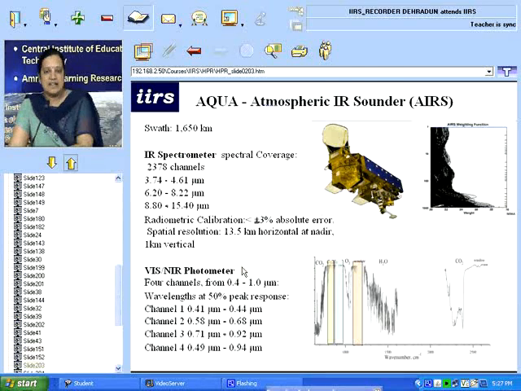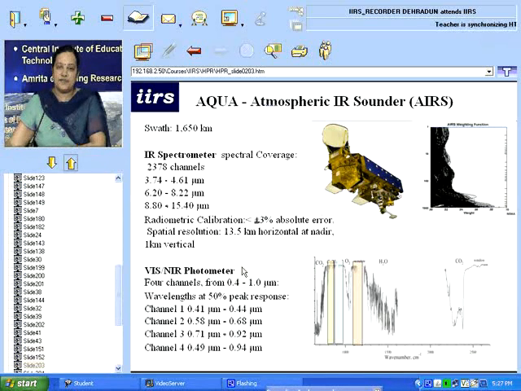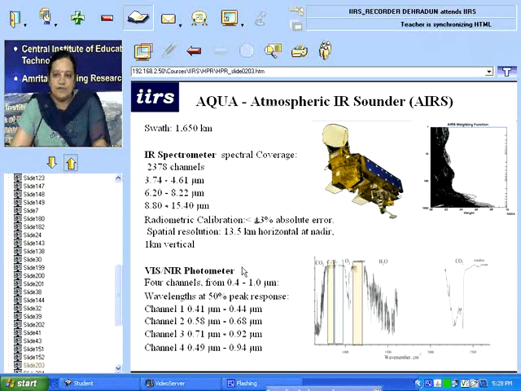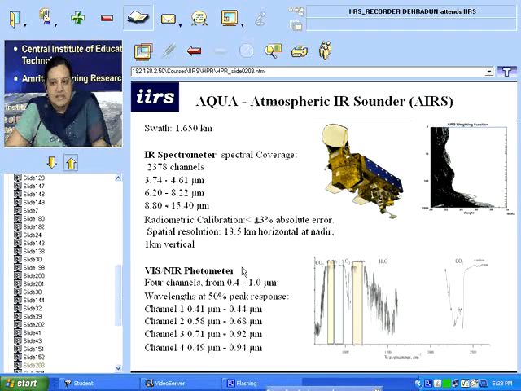Then there is another satellite sensor for the atmospheric applications, that is the Atmospheric Infrared Sounder, which has a swath of 1,650 kilometers. It has an infrared spectral coverage with 2,378 channels, and is primarily used for measuring the atmospheric properties and parameters. Some of this data is also freely available. You can download and use it for applications in atmospheric studies.